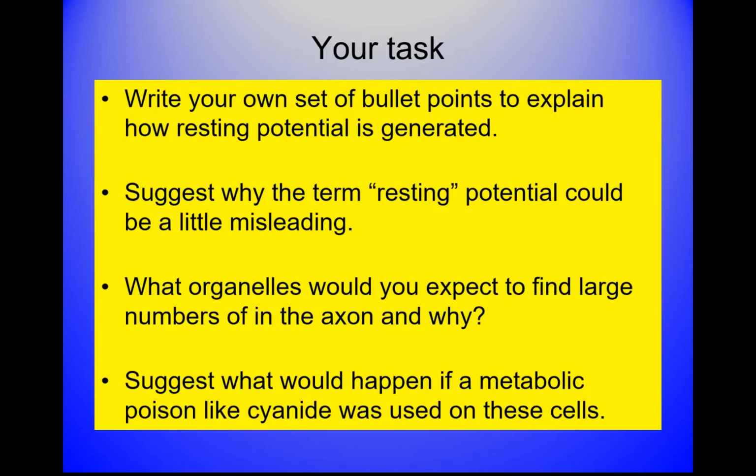Okay, so what I'd like you to do is write your own set of bullet points to explain the resting potential. The next slide has also got a little summary that might be useful. I want you to think about why the term resting potential could be misleading. Think about the organelles you'd find in large numbers in the axon and why. Think about what I've said in terms of this process and how active it is. And suggest what would happen if a metabolic poison like cyanide was used on these cells.